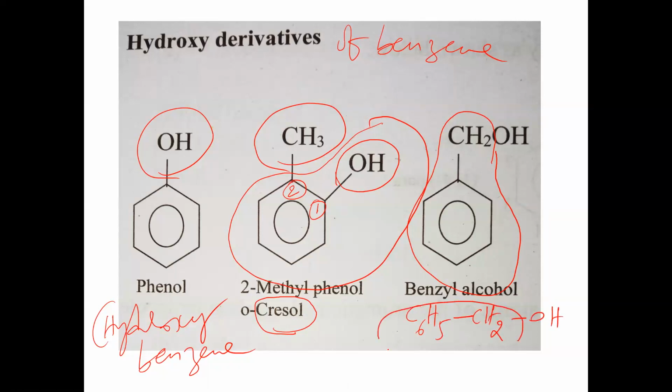This is called what now here? Benzyl group. So benzyl alcohol and orthocresol and phenol are hydroxy derivatives of benzene compounds. Benzene and benzene derivatives. Let's take a screenshot of this one.